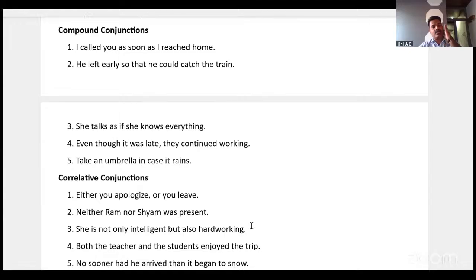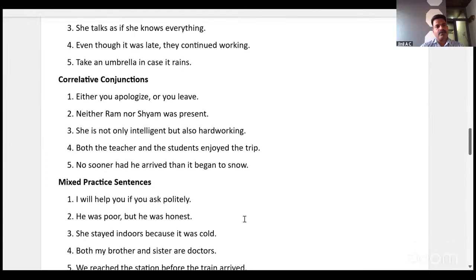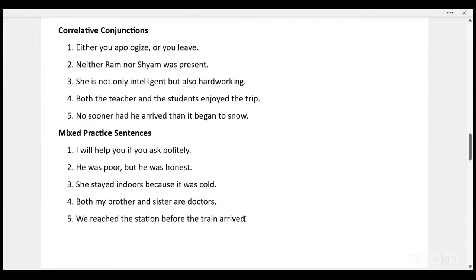Can you just pick out those compound conjunctions? As soon as, so that, as if, even though, in case. So you can see these are all compound conjunctions. Compound because they are more than one word. They're always more than one word. So you can note them and you can just use them in your sentences. That will improve your sentence quality.